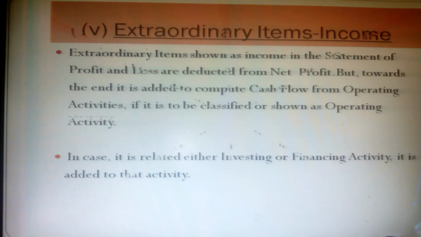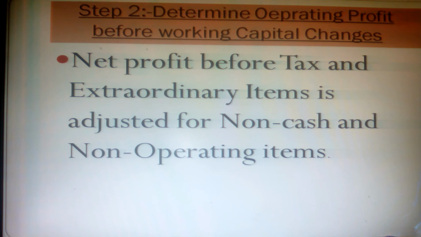Okay. Then, according to extraordinary items, income point of view, again, extraordinary items shown as income in the statement of profit and loss. Correct. Deducted from net profit. But towards the end, it is added to compute cash flow from operating activities. Here you want to add extraordinary items income if it is to be classified or shown as operating activity. Otherwise, in case it is related to either investing or financing activity, it is added to that activity. Okay, that's what it's according to situation you want to add whether operating activity or financing activity. Okay, or investing activity. Then we are going to discuss step 2.